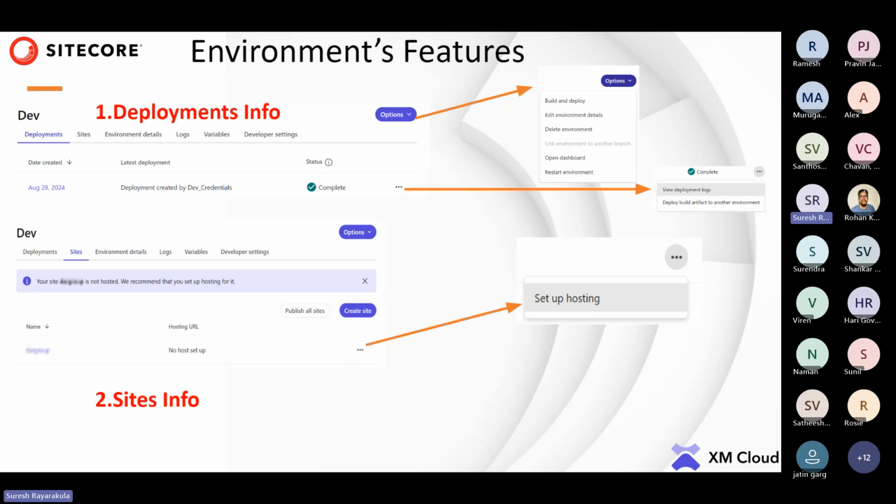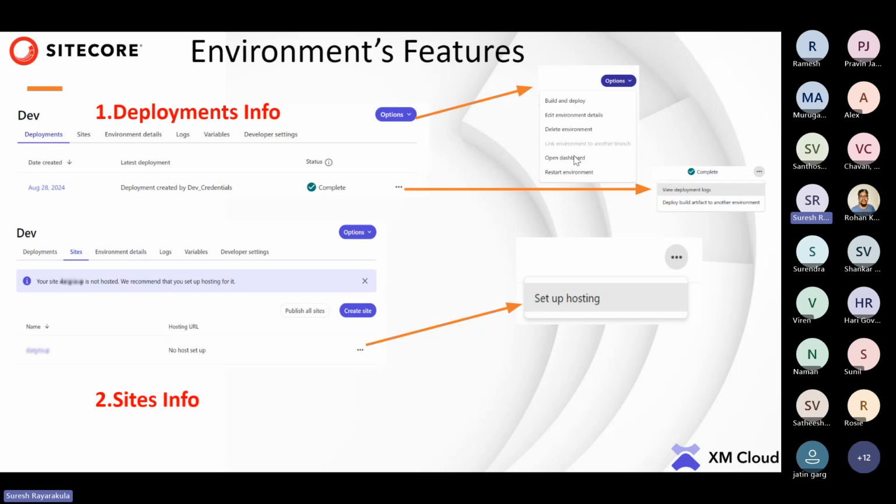Here we can see the key details you can access in the XM Cloud dashboard related to deployments and site management. Deployment details include when the deployment was created, the last deployment, and the deployment status. If a deployment is in progress, we see in progress here. If it is complete, we see complete. If it fails, we see the failure information here. Under additional options, we can see build and deploy, edit the environment details, and delete the particular environment. If you want to see the dashboard, click on open dashboard.